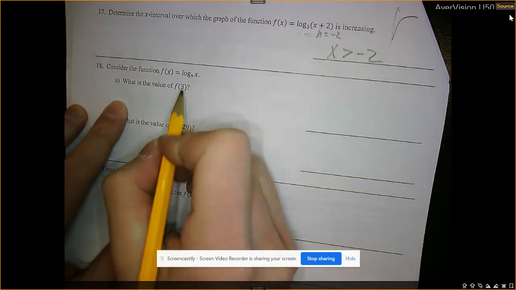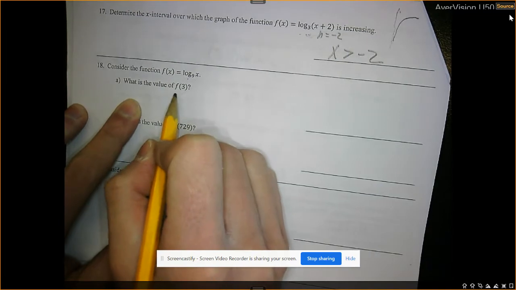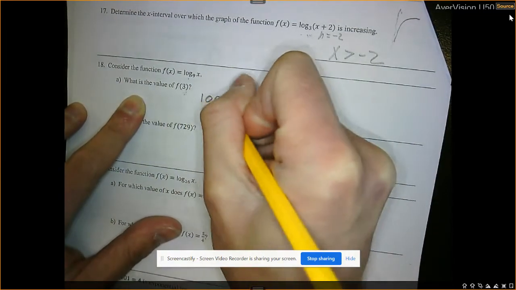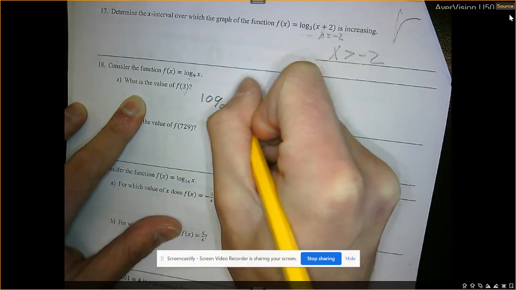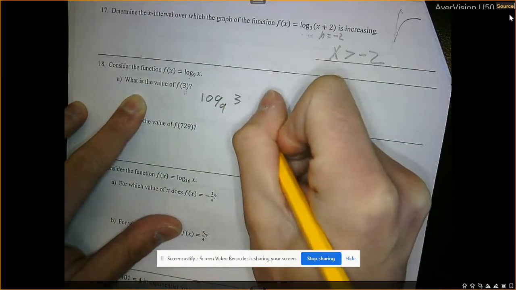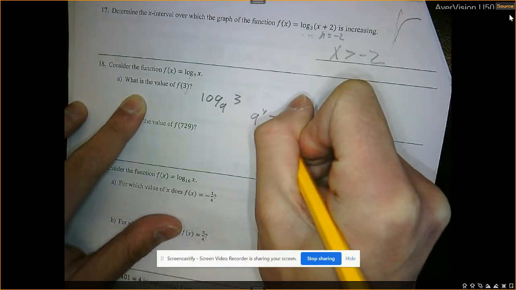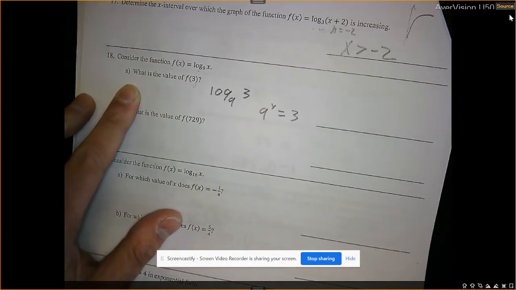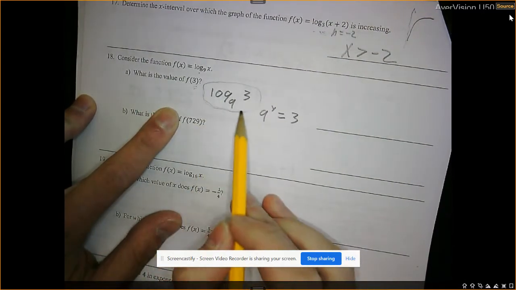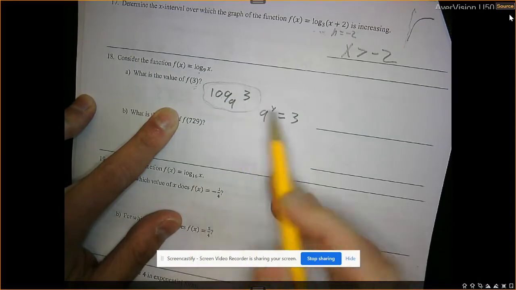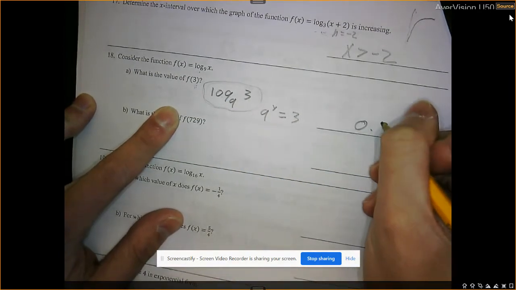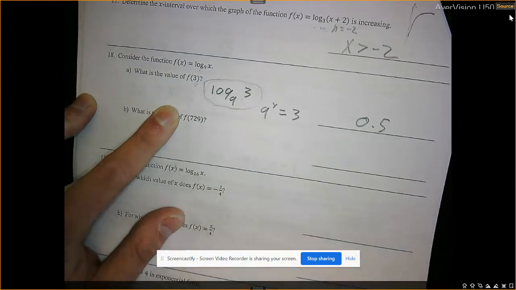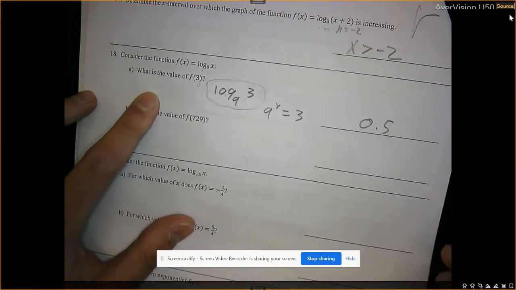Going on here, if we have log base 9 of x and we are trying to find f of 3, well, that's saying, okay, what is log base 9 of 3? This is like saying, okay, 9 to the what equals 3. You can plug this into your graphing calculator, and it'll give you the answer of 0.5.